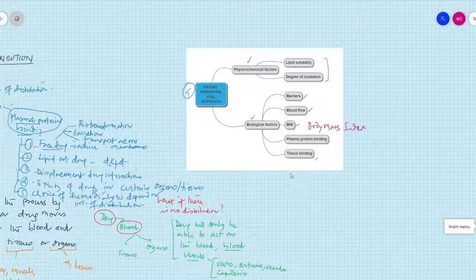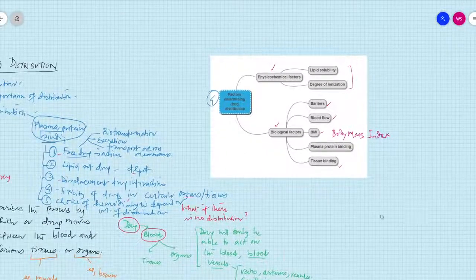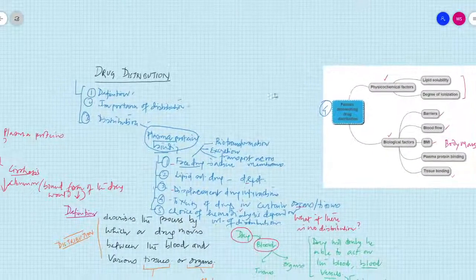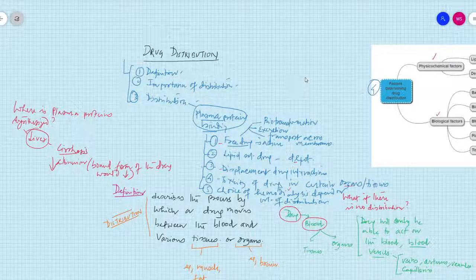And we talked about how certain drugs have increased tissue binding, and that the toxicity in certain tissues would be higher. Okay. So with that, let's wind up this introductory lecture on drug distribution. Thank you for your attention.